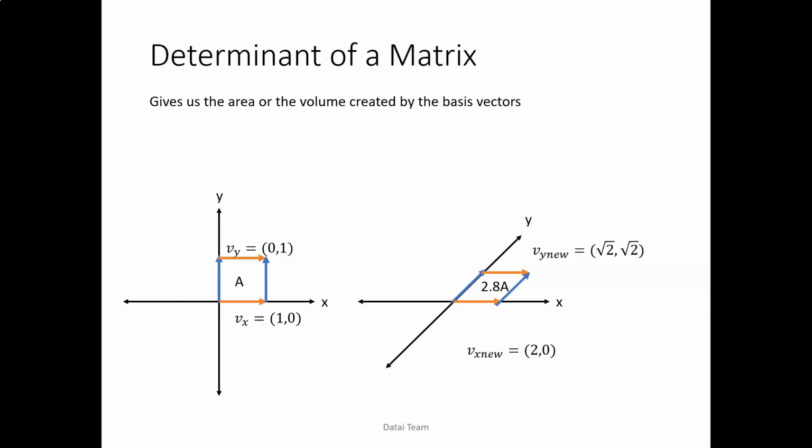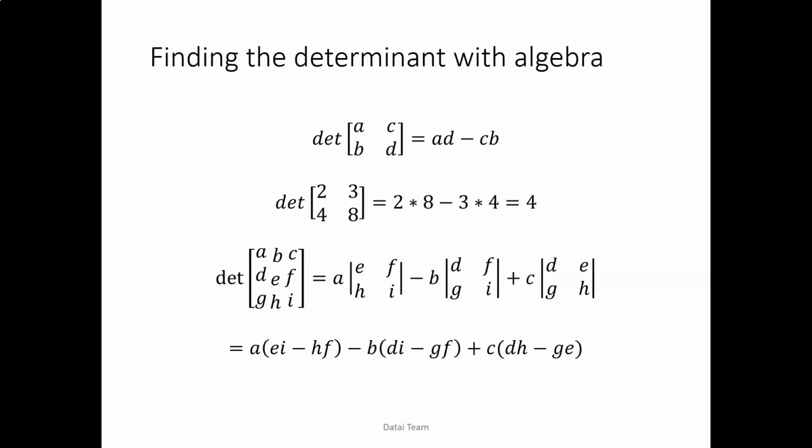2.8A. The y basis vector is transformed and rotated 45 degrees, and we have 2 times 2 times sine of 45 degrees, so the area is 2.8. Or you could use a linear algebra method instead of geometry to find the new determinant. Now let's look at the formula for finding the determinant with algebra.